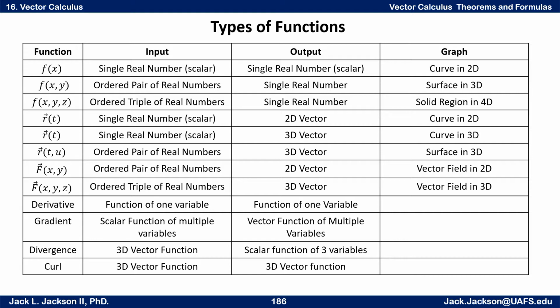In Cal 3, we also extended that to talk about the gradient as a differential operator. The gradient's input is a scalar function of perhaps multiple variables, and the output is a vector function of the same number of variables. For the divergence, we input a 3D vector function, and we output a scalar function of 3 variables. And for the curl, we input a 3D vector function, and the output's a 3D vector function. So we have all these different kinds of functions, and maybe a few more that we've studied in calculus.